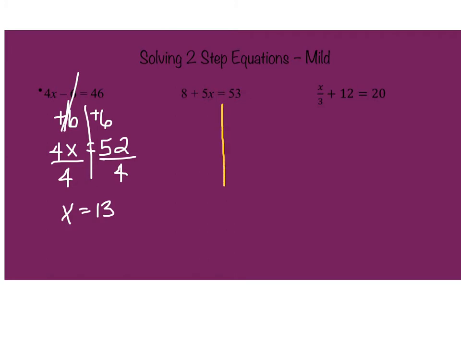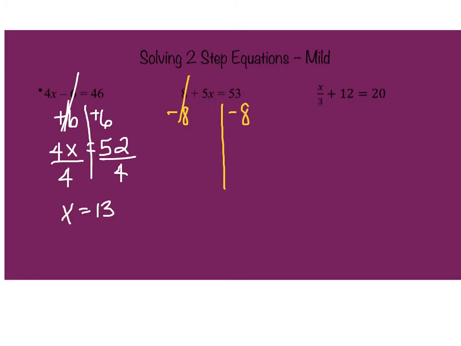Again, I'm going to draw my line down to help me separate my left side and my right side. Here it looks a little different because your x is not first. I still want to get rid of the constant first, which is 8. That's the number by itself. It's a positive 8, so I need to subtract 8 on both sides.